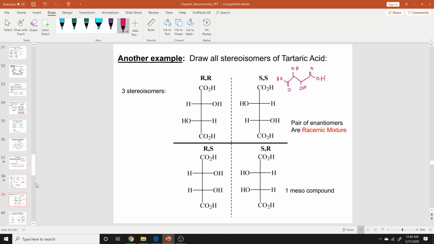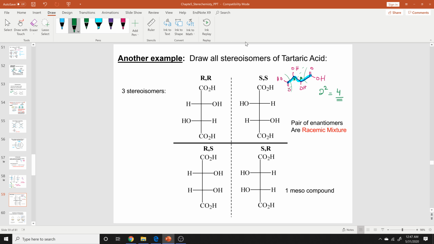It's a chain of 4 carbons, including the carbon of the carbonyl: 1, 2, 3, and 4. And it does have 2 chiral centers. This is the first chiral center, and this is the second chiral center. So the number of stereoisomers is 2 to the 2, which is 4. That is the maximum number of stereoisomers. But notice, I have groups that are the same here, so I can simply draw a plane of symmetry, cutting the molecule in half. This is an indication that I have my meso compound.